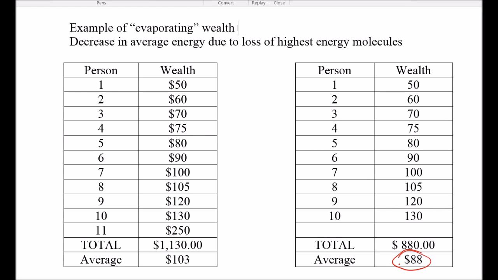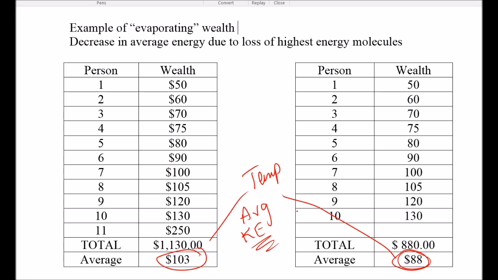This average here corresponds to temperature in molecules. So the average wealth would be comparable to average kinetic energy of molecules. That's what temperature measures. So you can see this is cooler due to loss of this highest energy individual, which would be the highest energy molecules, the ones that can break their bonds, the ones that can evaporate, leave the system.